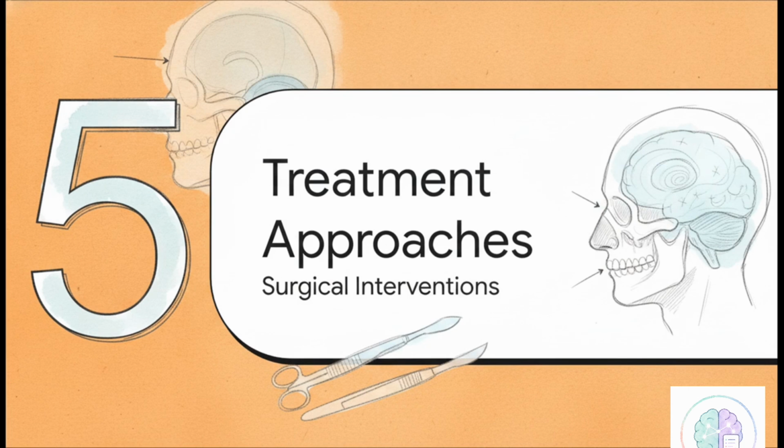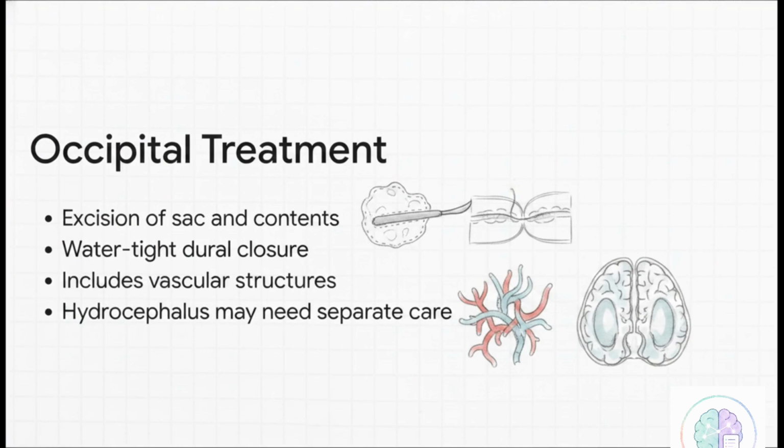All right, Section 5. Let's talk about clinical intervention and surgical treatment approaches. For occipital cases, you're looking at direct surgical excision of the sac and its contents. But cutting it out is only half the battle, right? It demands an absolutely watertight dural closure to prevent postoperative leaks. On top of that, the surgeon has to constantly anticipate the presence of those entangled vascular structures we mentioned earlier. And because hydrocephalus is so often present alongside the encephalocele, the surgical team has to be ready to treat that as a totally separate parallel issue.